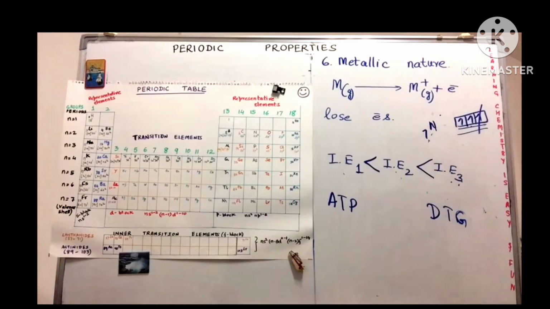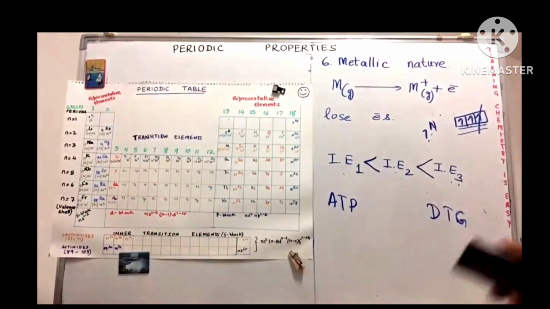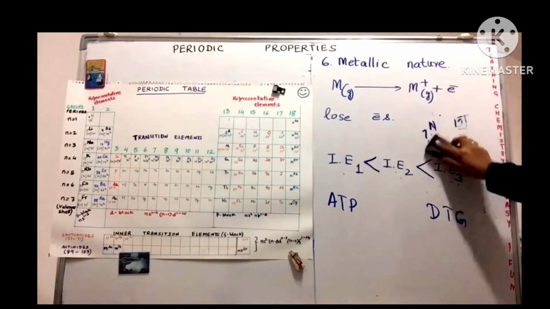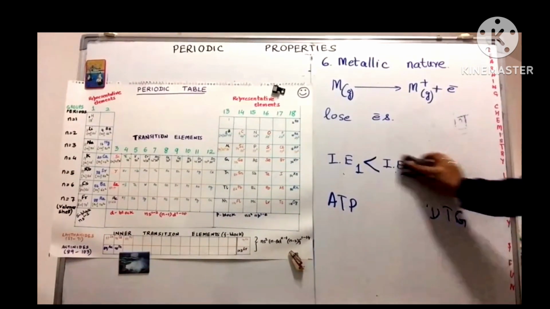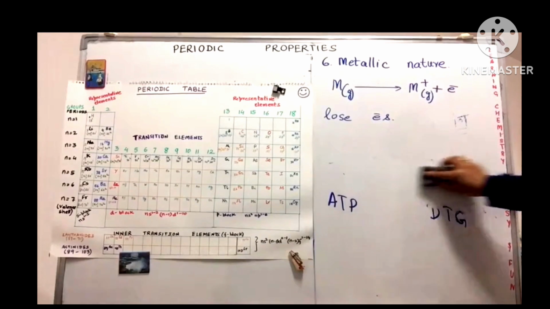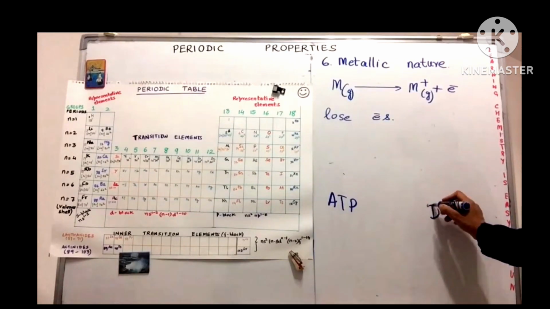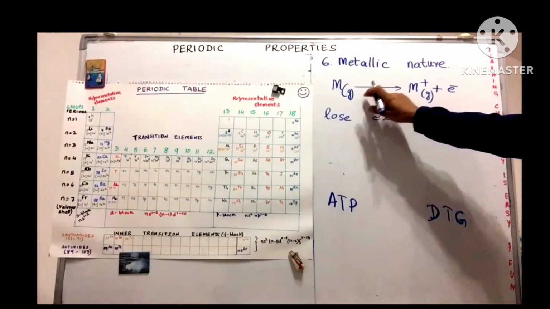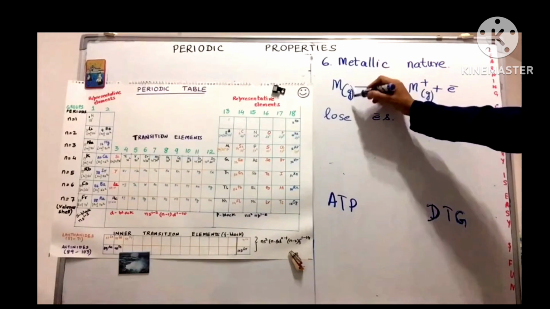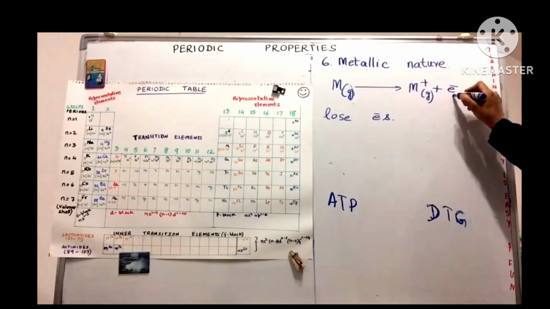Now let us go on to the next thing that we are going to talk about, and that is the metallic nature. Why I am taking the metallic nature first and not the electron gain enthalpy is because metallic nature is all about losing electrons. We have just now spoken about ionization enthalpy. That means the ability of an atom to lose electron, right?